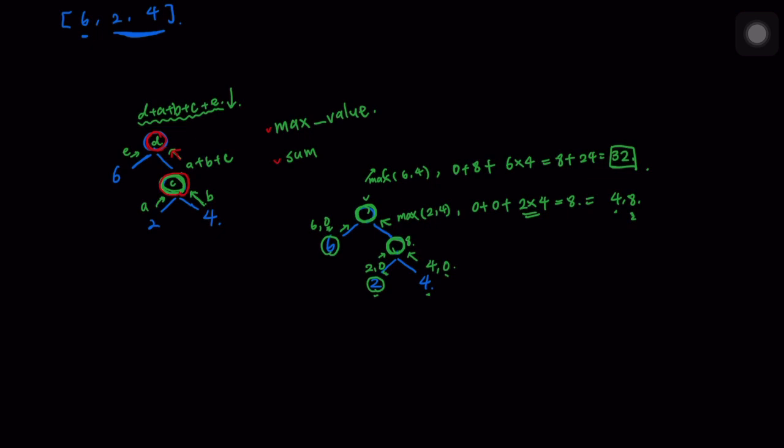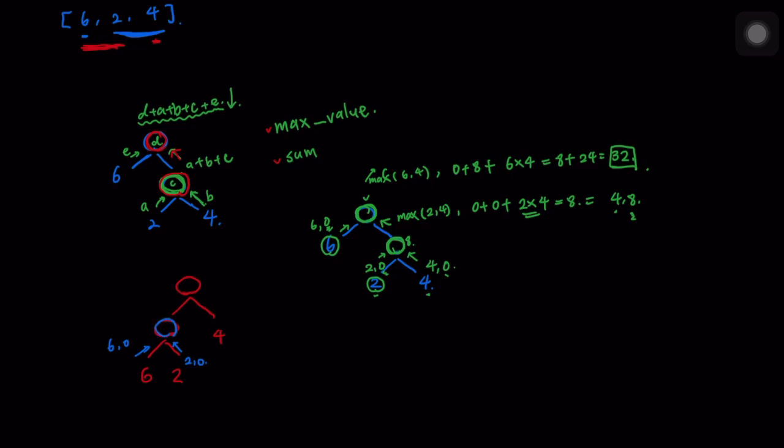So here is one way to build a tree. Then we can have another way to build a tree. So we can have 6 and 2 together and 4 itself. So we'll have 6 and 2 together. So here is an unknown value. And we'll have a 4 here. So here is an unknown value. So here we'll return the maximum value 6 and the sum 0. And here we'll return the maximum value 2 and sum 0.